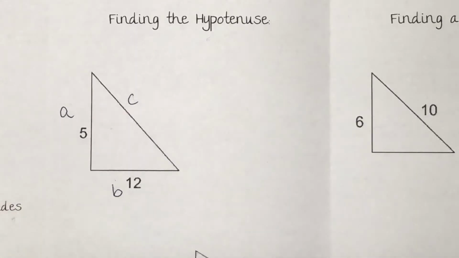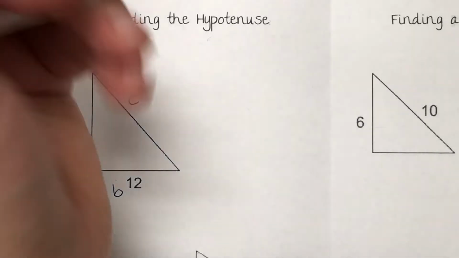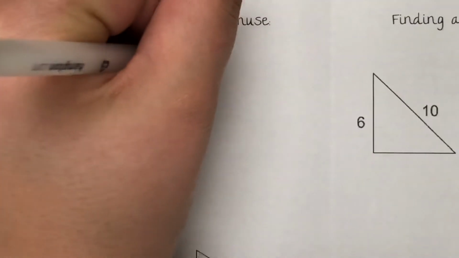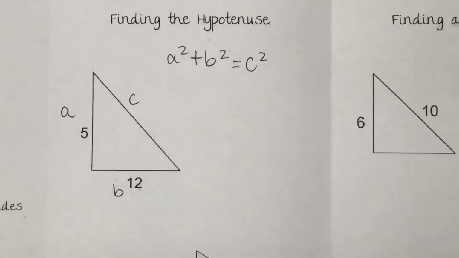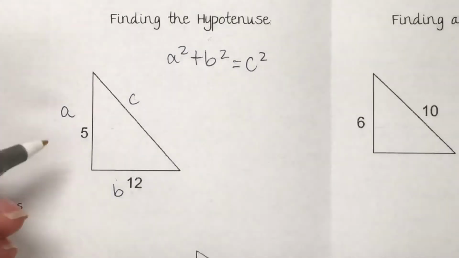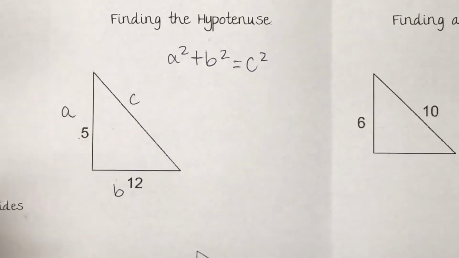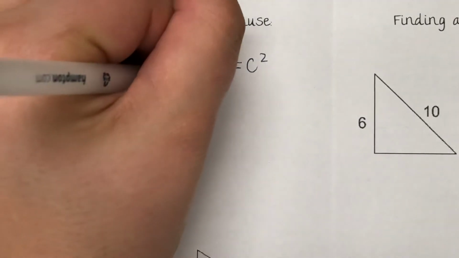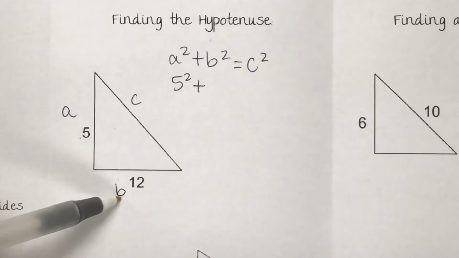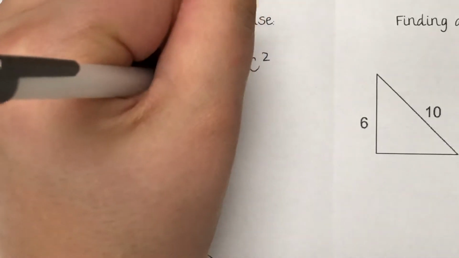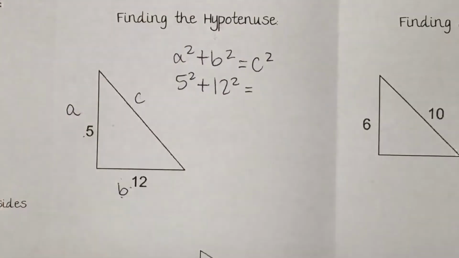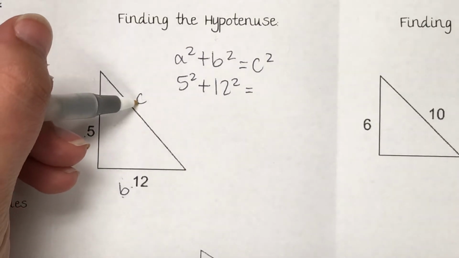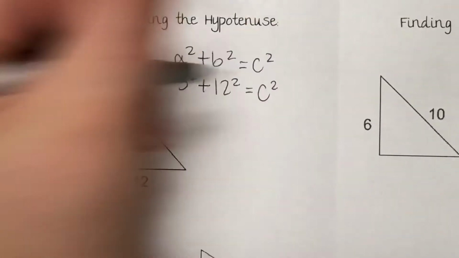I don't know the value of C yet. I know that I'm using the Pythagorean theorem. So I'm going to use A squared plus B squared equals C squared. And all I do is I plug these values in. So 5 is my A, so I'm going to have 5 squared, plus my B is 12, so 12 squared equals C. I don't know what C is, so I'm going to leave it C squared.